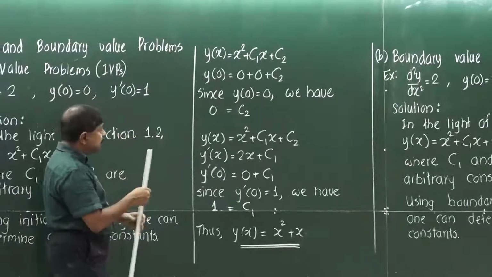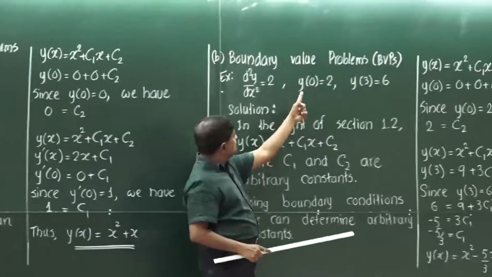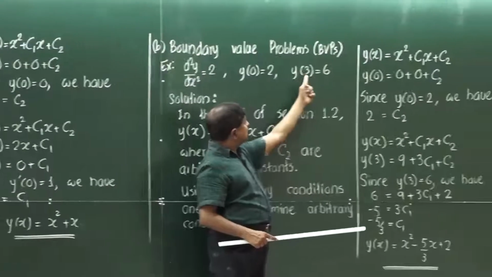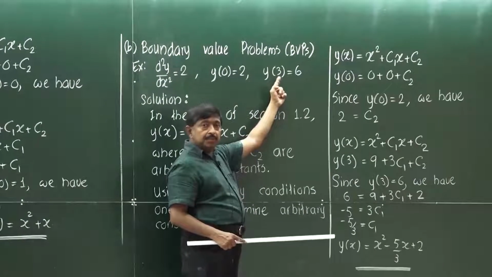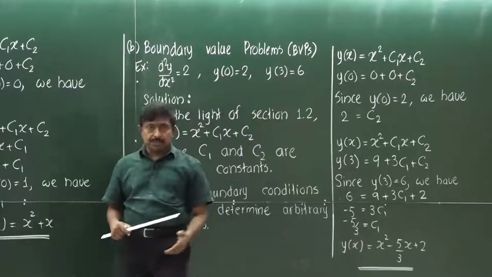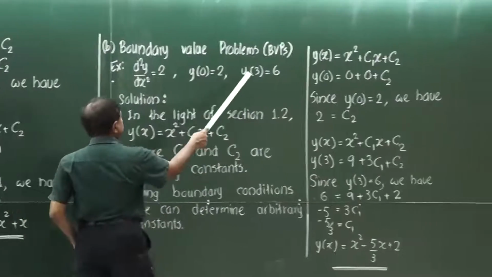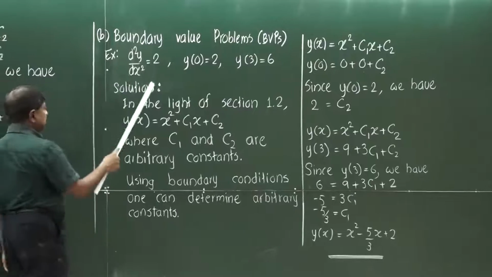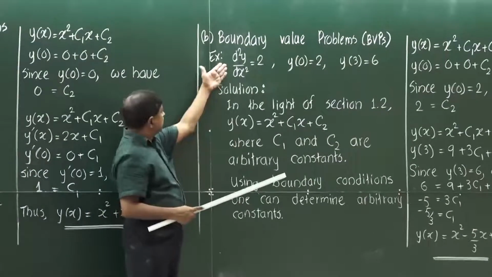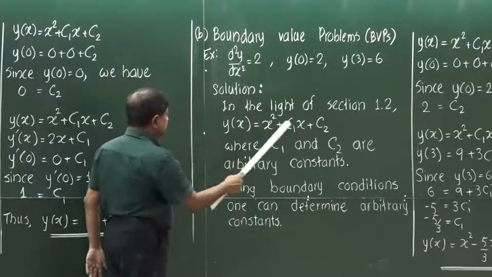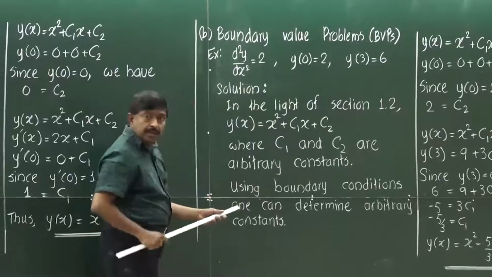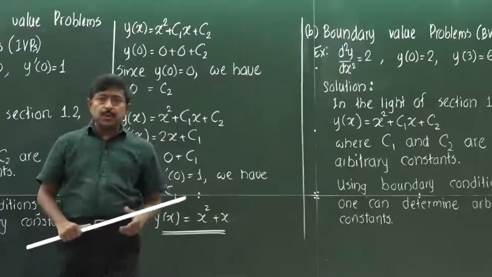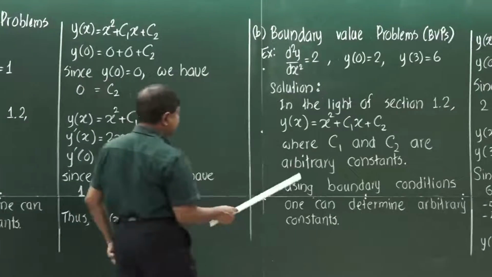All those conditions are not at 0. Sometimes you might have a condition at 0, but all the conditions are not given at 0. There should be at least one condition which is not at 0. Here the value is at 3. Therefore, in this case again the same differential equation, for the sake of simplicity I considered the same thing. So, you will end up with this as the general solution where C1 and C2 are arbitrary constants. Now, you can use these boundary conditions to determine C1 and C2.